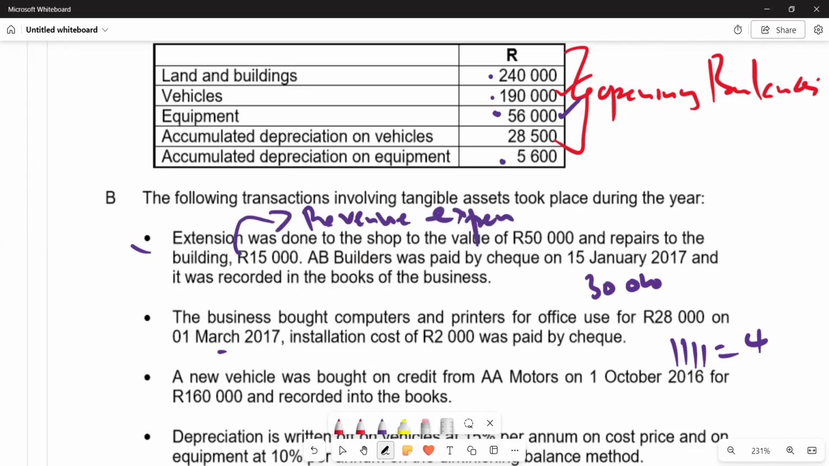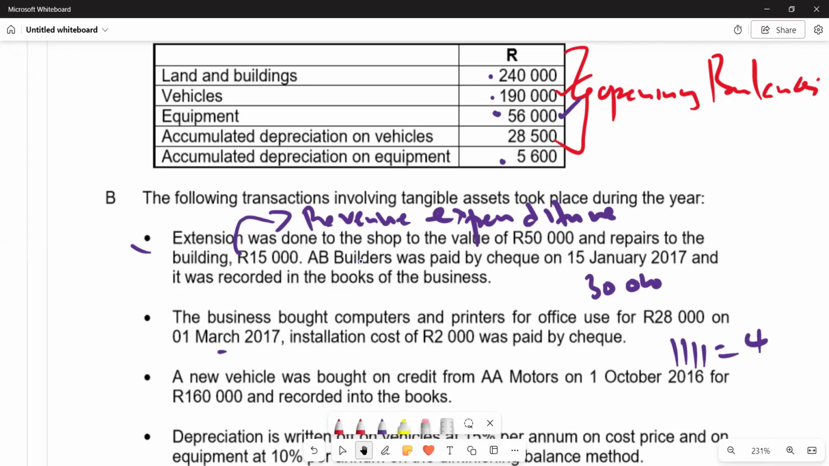And when it's a revenue expenditure, it doesn't increase the value of the fixed asset. Remember, the extension was done for 50,000. So the extension is a capital expenditure, so it's going to increase the value of the land and buildings. So we are going to add 50,000 as a capital expenditure. But revenue expenditure, we don't add it. It's a revenue expenditure. They are repairs. So we are redoing the building that was there, so we are not going to add it to 50,000. We are only going to consider 50,000 as a capital expenditure.